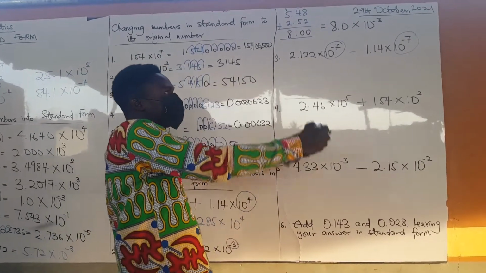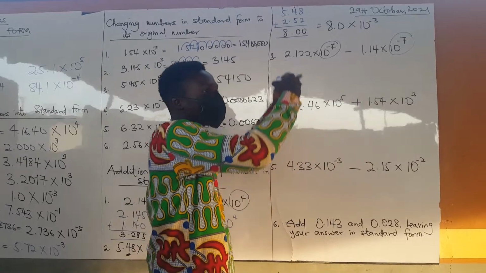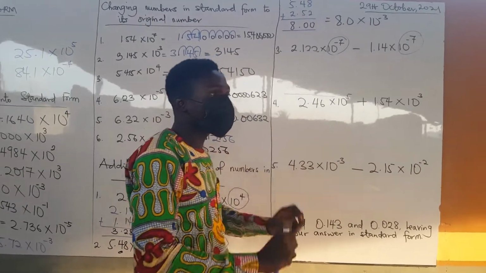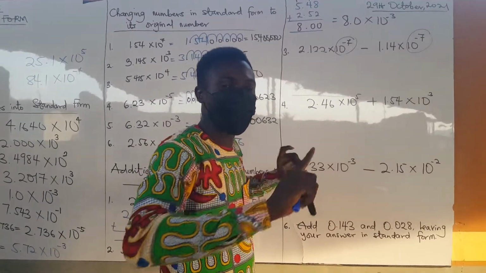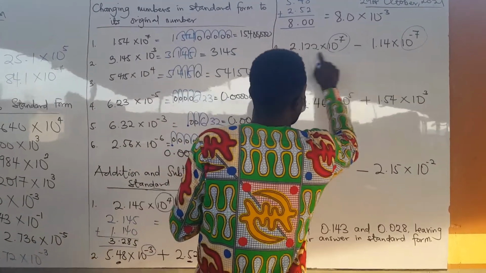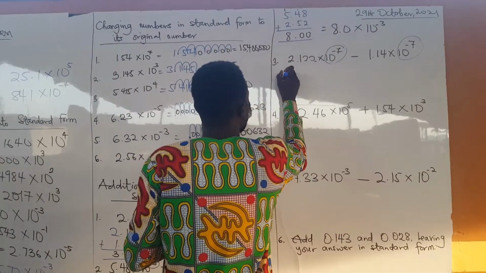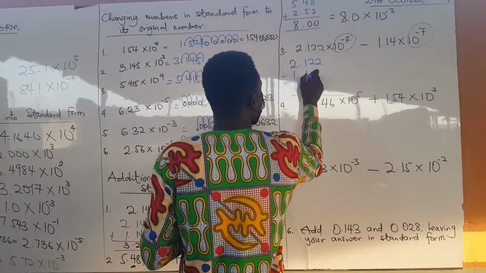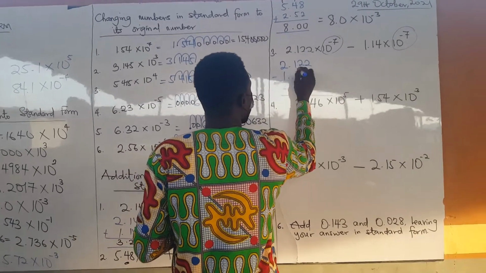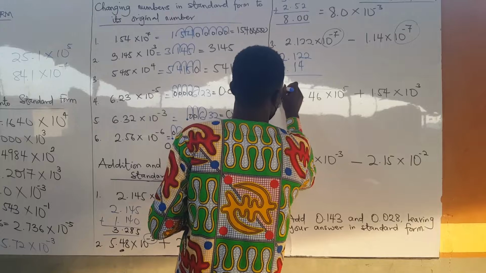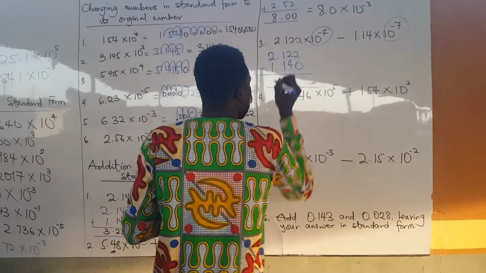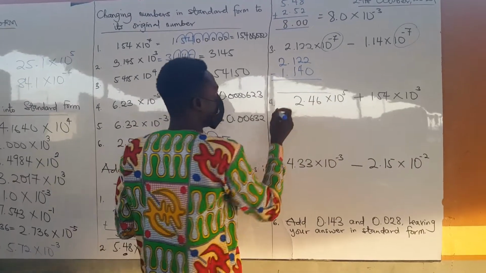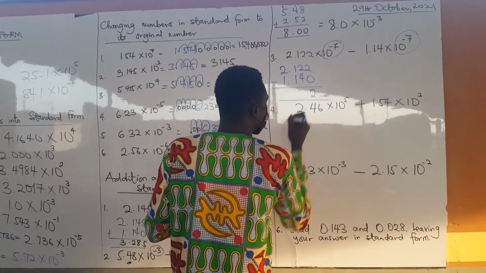So we are having 2.122 times 10 raised to the power negative 7 minus 1.14 times 10 raised to the power negative 7. Because the powers of 10 are the same, we can therefore just subtract these ones. So we have 2.122 minus 1.14. There's no number here, we bring 0. 2 minus 0 is 2.